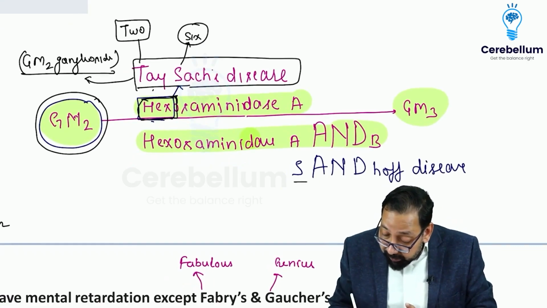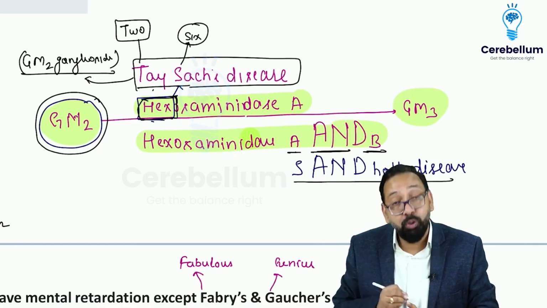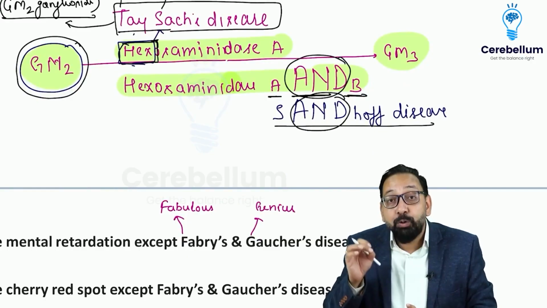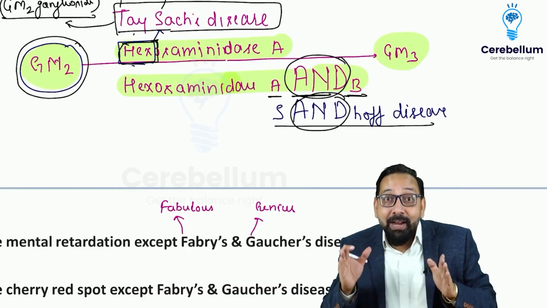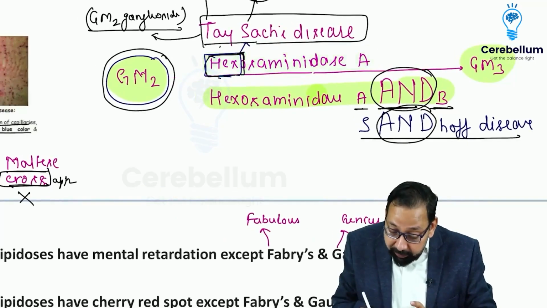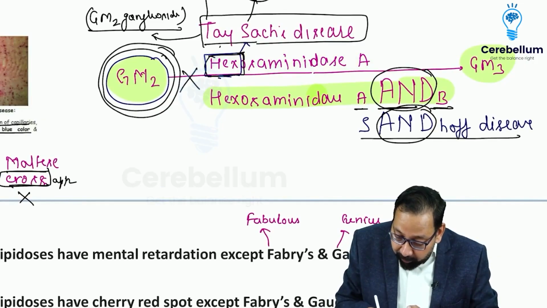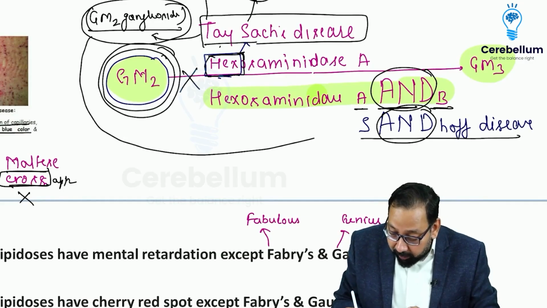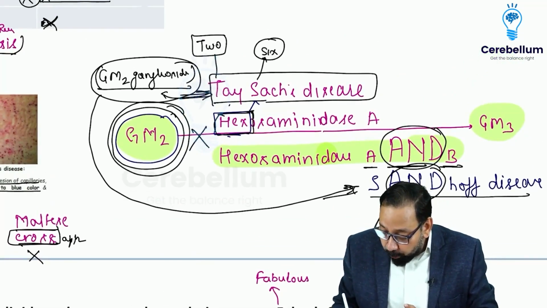Sandhoff disease, Sandhoff. Hexosaminidase A and B both are deficient. So Sandhoff will tell you itself that A and B both are deficient. So if this step is not occurring, GM2 will accumulate. So this is GM2 gangliosidosis. Examples of GM2 gangliosidosis are Tay-Sachs disease and Sandhoff disease.